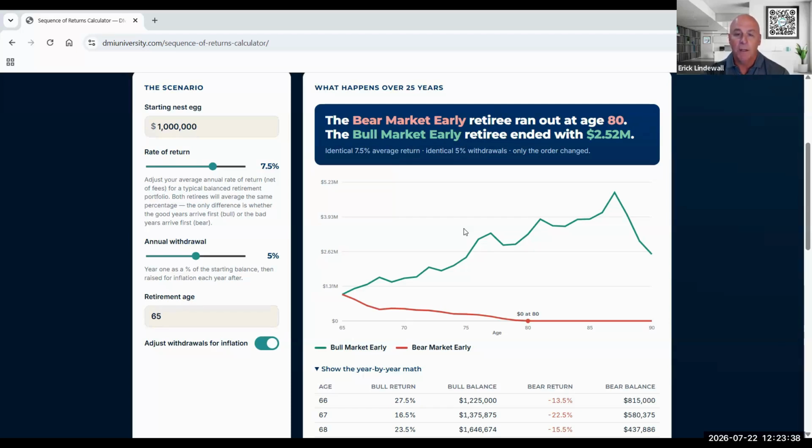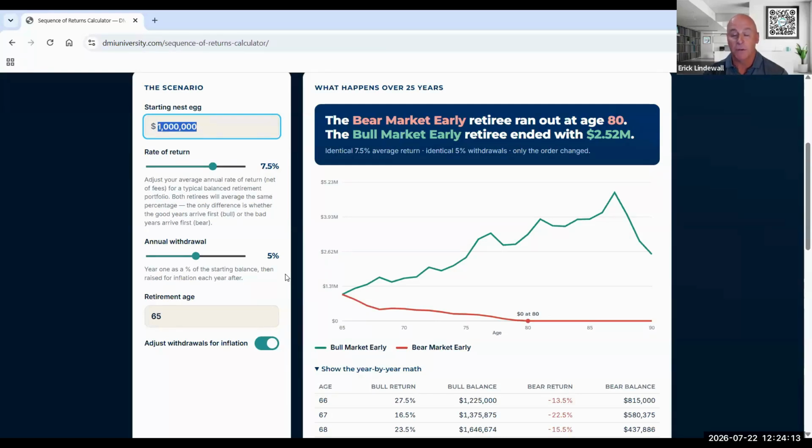But again, nobody, in my opinion, solves a problem that they don't know exists. So we really believe that having the sequence of returns conversation with clients, helping them understand what it could potentially do to their retirement income plan, and then finally having this tool where you can visually walk them through a scenario based specifically on their starting nest egg, their expected rate of return, and their expected annual withdrawal is really a great foundation to have this conversation with a client.